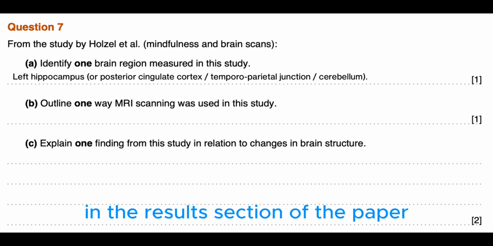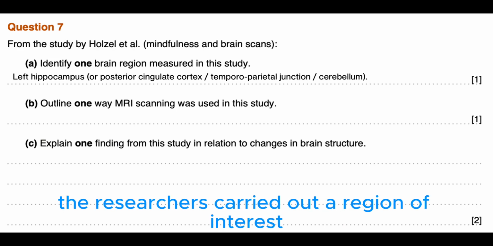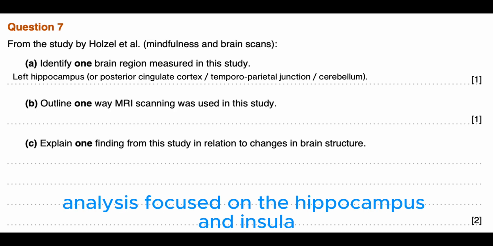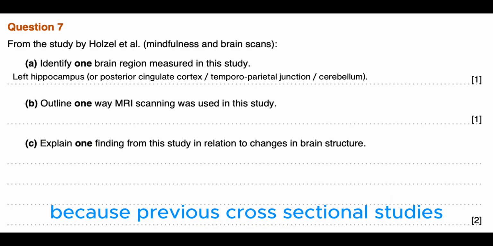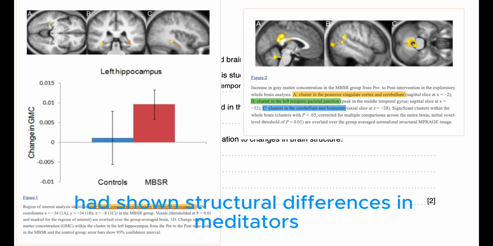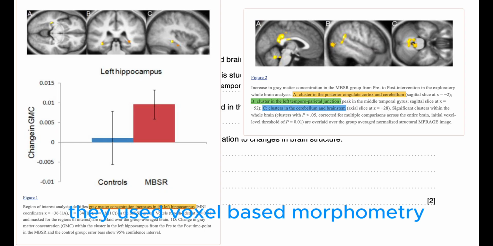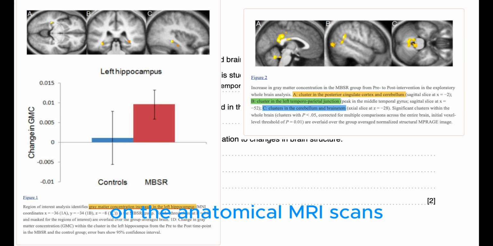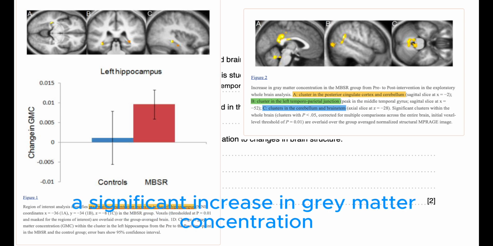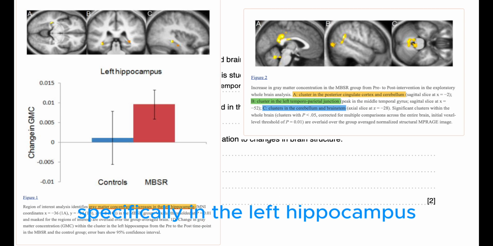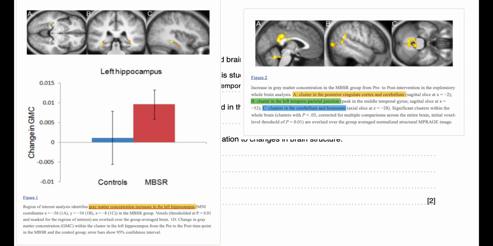In the results section of the paper, the researchers carried out a region of interest analysis focused on the hippocampus and insula because previous cross-sectional studies had shown structural differences in meditators in these areas. They used voxel-based morphometry on the anatomical MRI scans and found a significant increase in gray matter concentration, specifically in the left hippocampus after the mindfulness training.